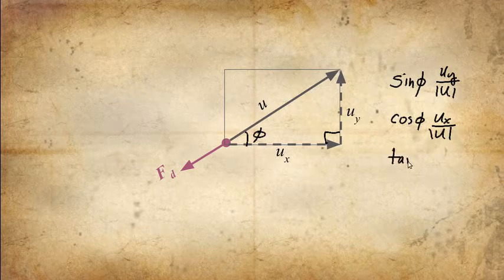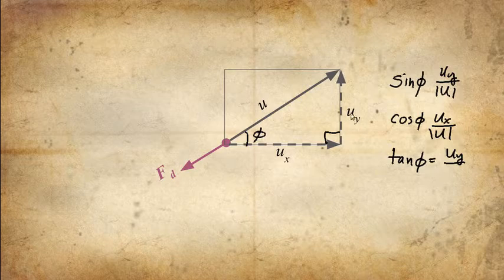And tan phi will be the ratio uy, the opposite side, over ux, the adjacent side. Opposite over adjacent. So how can we use that?